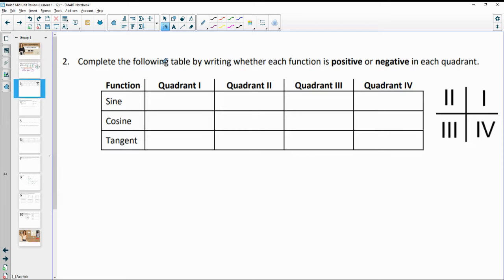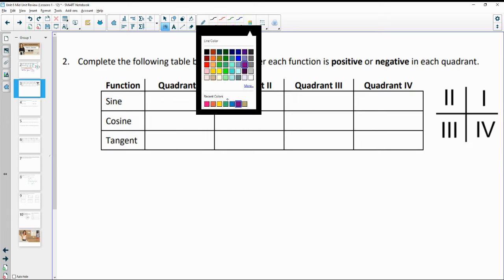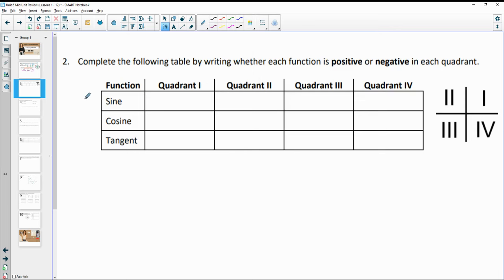Number 2, complete the table by writing whether each function is positive or negative in each quadrant. So remember that the sine value goes with our y coordinates, the cosine value goes with our x coordinates, and then our tangent is y divided by x. So that's really what we're looking at in these quadrants: is the x or the y positive or negative.